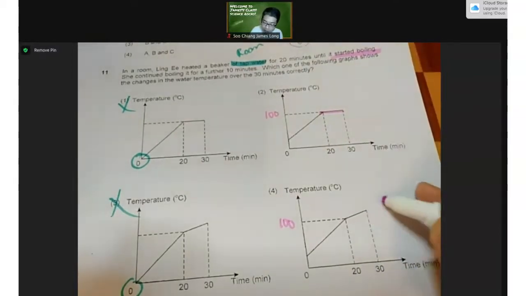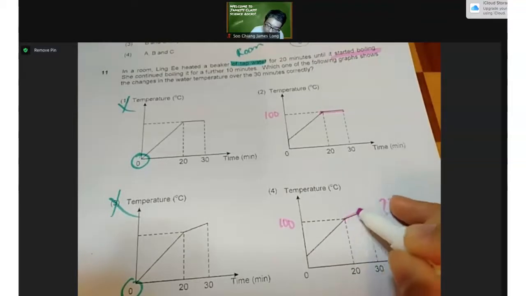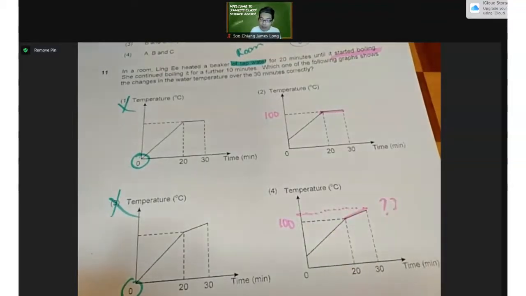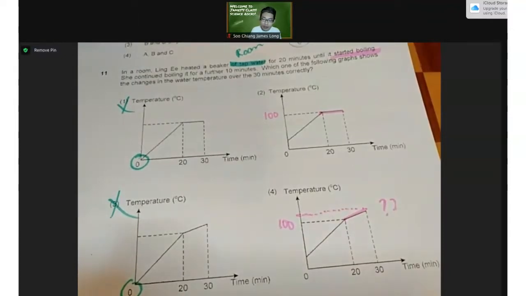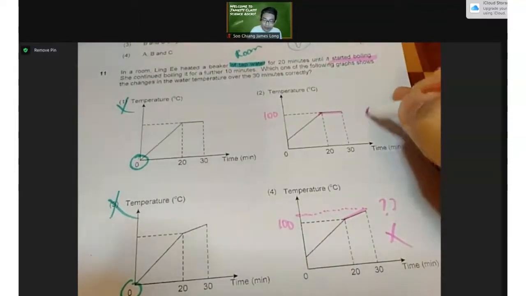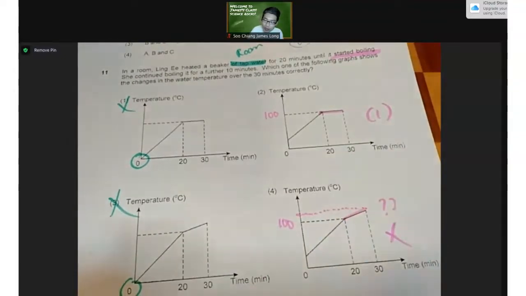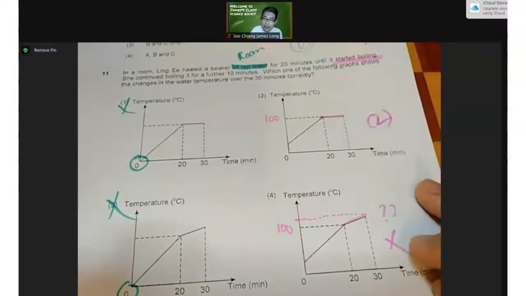This one, something is wrong. It's showing the temperature can increase above 100. No, that's not the case for pure water. So this is wrong. So the answer is 1 for this question, and the answer is 2 for question 11.